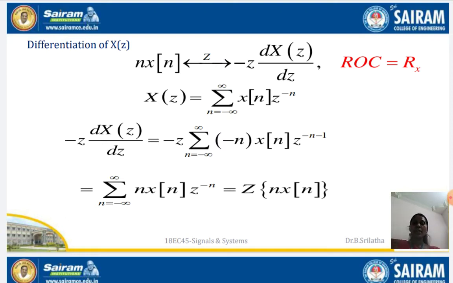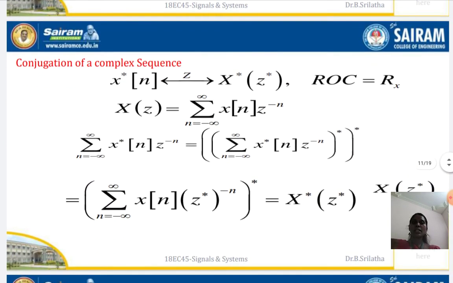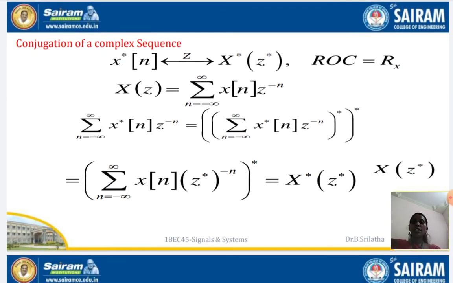Now we'll see the next property. What is the next property? Conjugation of a complex sequence. It states that the Z transform of x conjugate of n is X conjugate of z conjugate, and the region of convergence is R_X. Okay. Now we are going to prove it. Consider the definition of the Z transform: X(z) is the summation from n equals minus infinity to plus infinity of x(n) z power minus n.